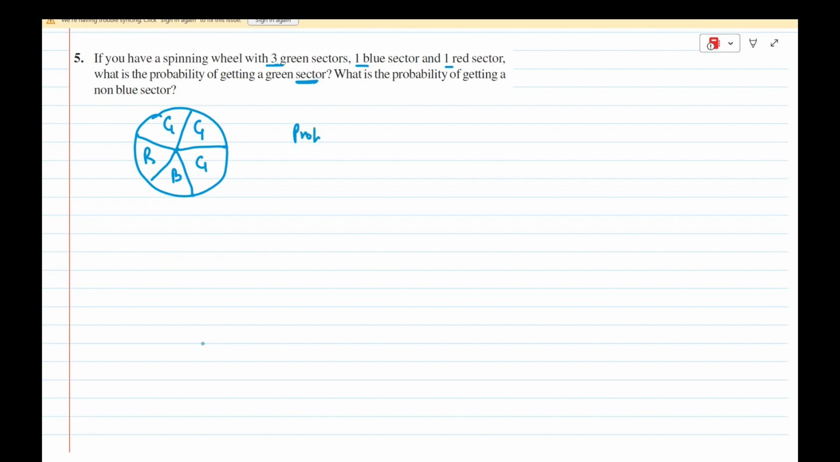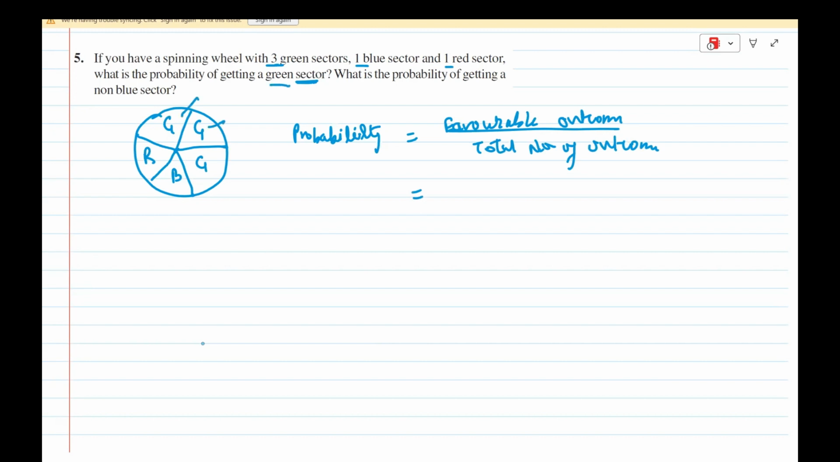So probability is equal to favorable outcomes divided by total number of outcomes. So the favorable number of outcomes is, I want what? Green color. So 1, 2, 3. I have 3. And the total outcomes are 1, 2, 3, 4, 5. I have 5. So the probability is 3 by 5.